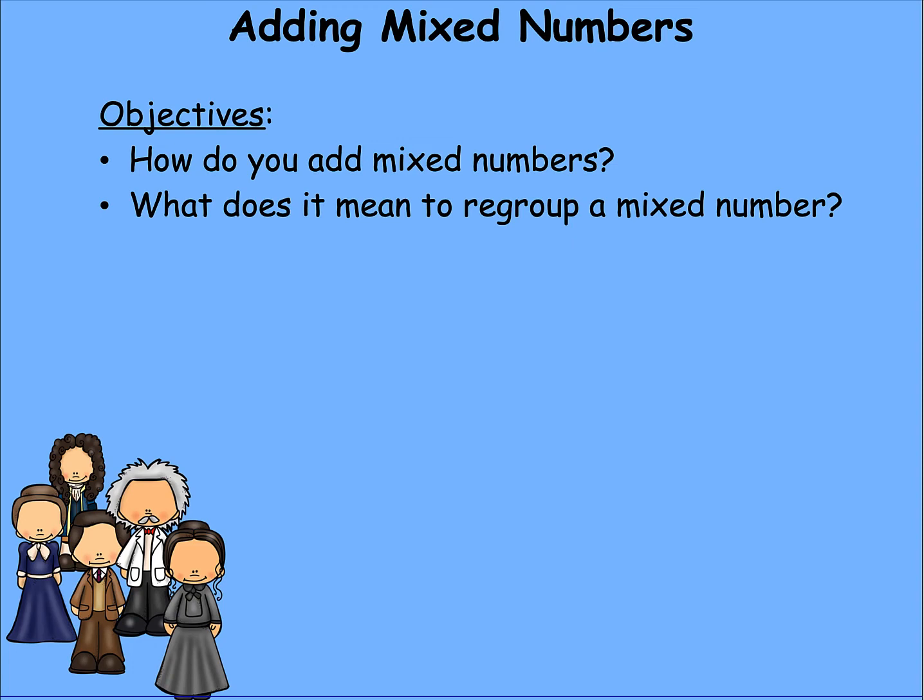So in this lesson, we're going to look at adding mixed numbers. We're going to be doing two methods for adding the mixed numbers. And so that's our first objective: what are the two different ways that we can add numbers that are mixed numbers. The second thing we want to do is look at what happens when we add mixed numbers and the fraction part is bigger than 1. And that's where we come into having to do what we call regrouping.